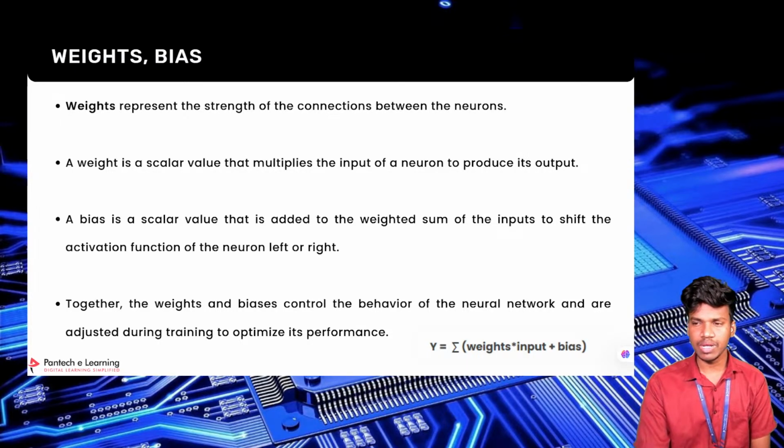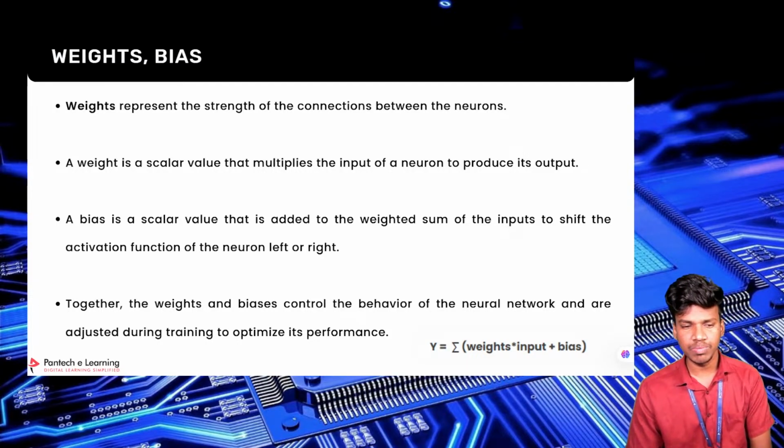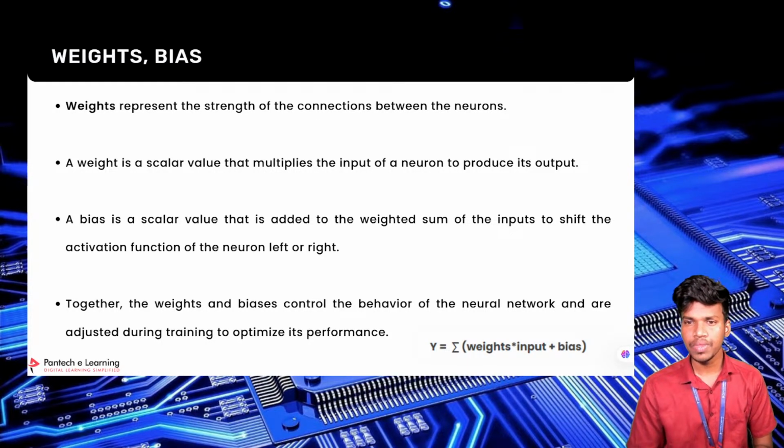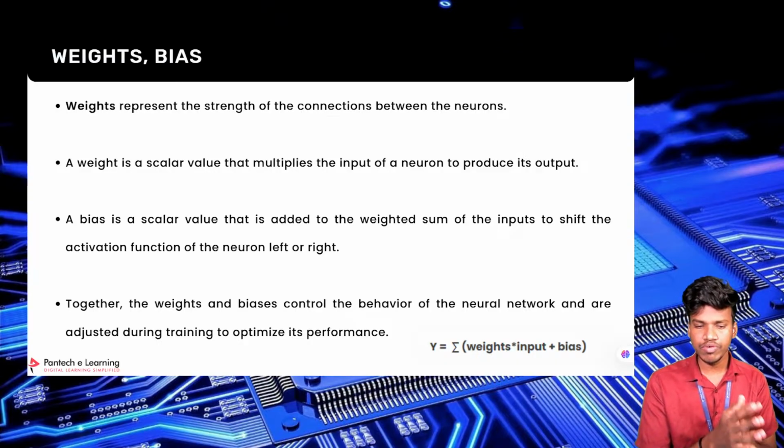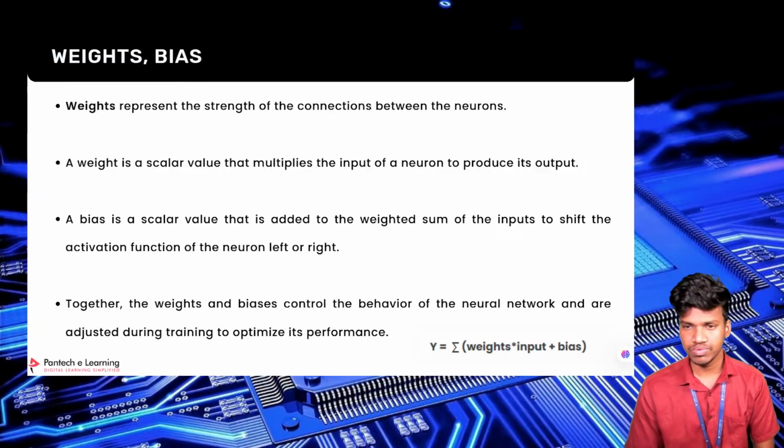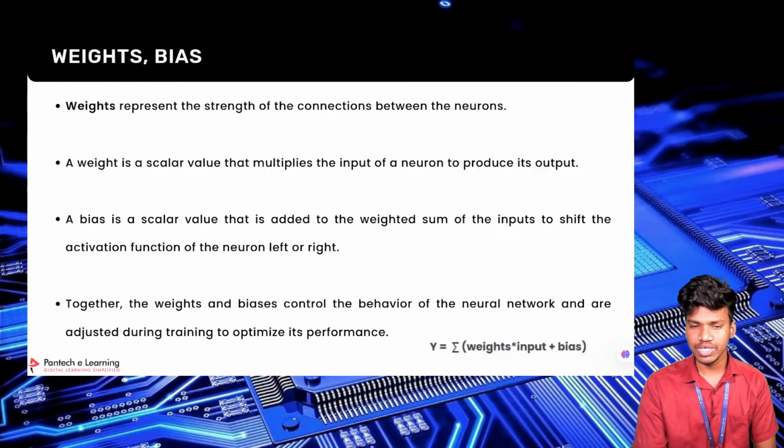So what is the weight? The weight represents the strength of the connection between the neurons, and the weight is a scalar value that multiplies the input of a neuron to produce its output. And a bias is a scalar value that is added to the weighted input to shift the activation function of the neuron left or right. Together, weights and biases control the behavior of the neural network and are adjusted during training to optimize its performance. So we have to finalize the particular output feature. We get one idea: multiply the weight and the input, and add the bias value. That is our y, that is our output value exactly.